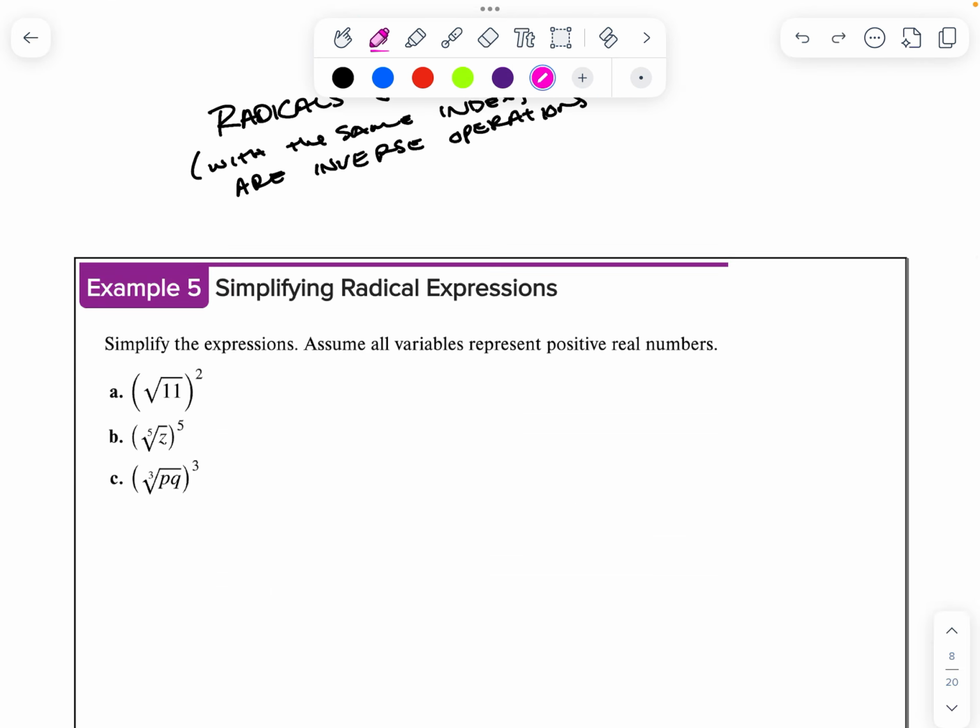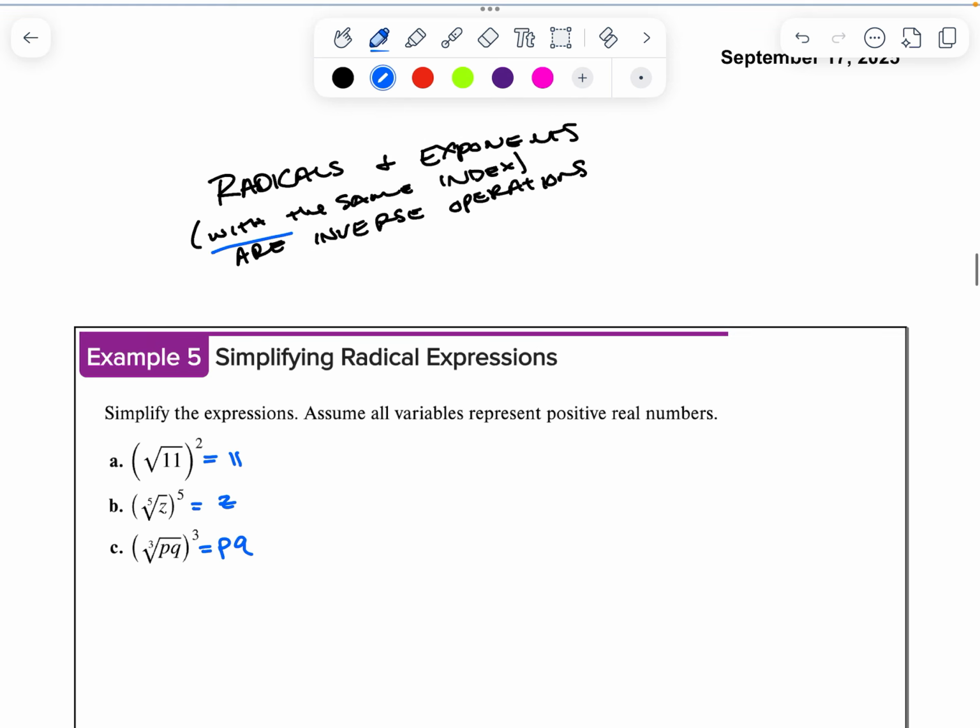All right, so a square root, that's an understood 2 index. A square root of 11 squared is just 11. A fifth root of z to the fifth is just z, and a cube root of pq to the third is just pq. This is getting that idea that radicals with the same index as the exponents, right? It's an understood 2, that 5 matches the 5, the 3 matches the 3. As long as the index of the radical matches the exponent, then those are inverse operations. They just undo each other.